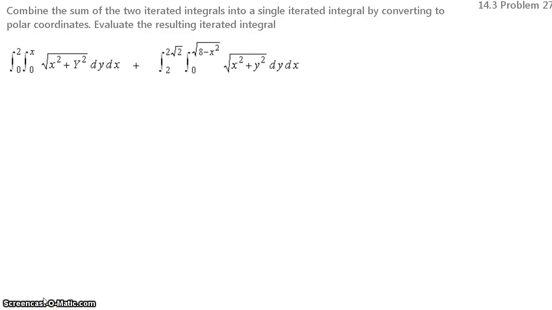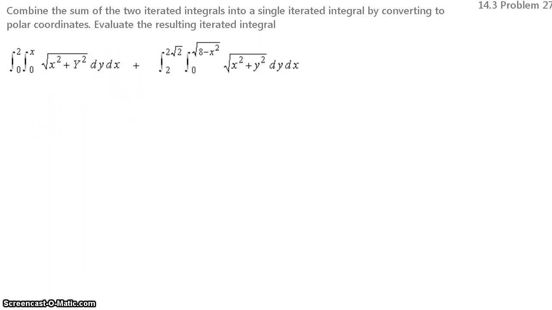Alright, so I'm going to be doing problem 27 from the book, chapter 14, subsection 3. It's a problem where we're going to be converting from Cartesian coordinates to polar coordinates. Here's the two iterated integrals that we're going to be evaluating eventually once we convert to polar coordinates.